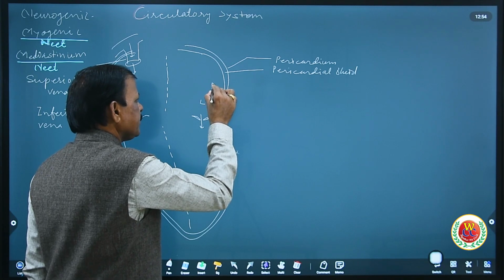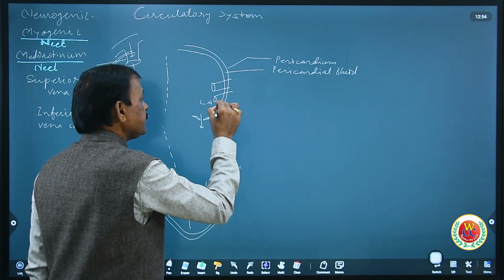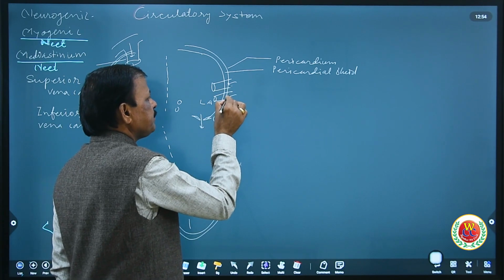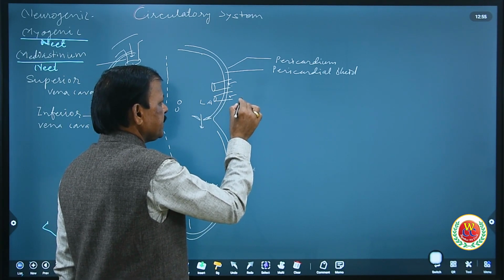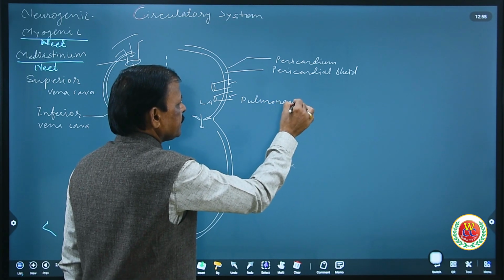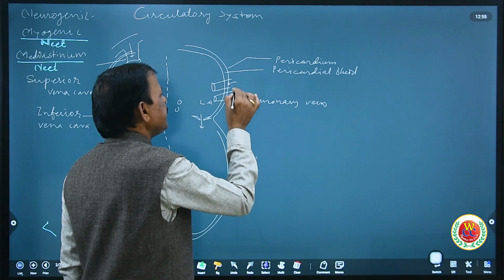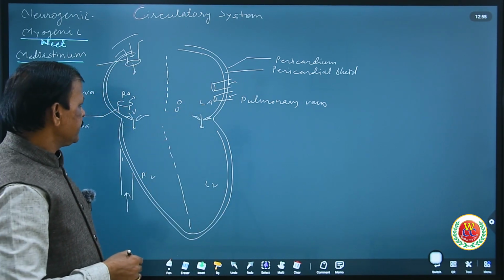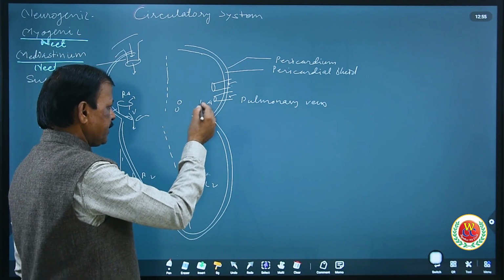The left auricle receives two pulmonary veins from this side and two from this side. These pulmonary veins bring oxygenated blood from the lungs into the left auricle. These are the blood vessels.